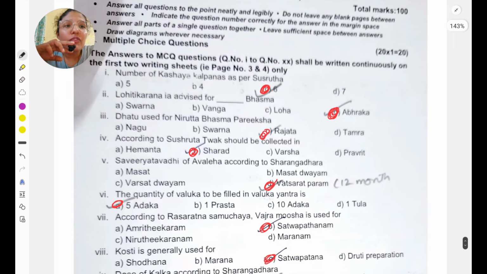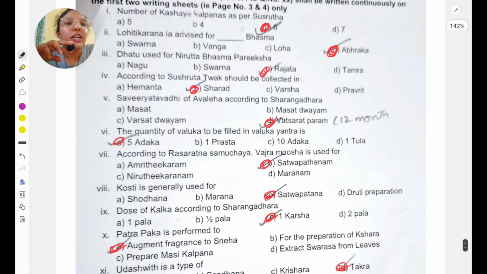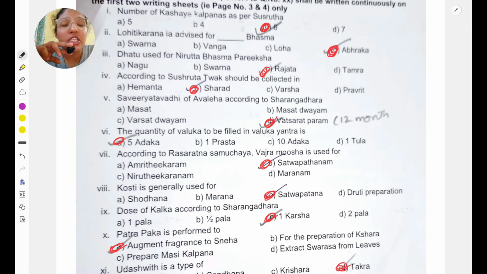Next question is the number of Kashaya Kalpana as per Sushruta. 6 Kashaya Kalpana, including Shira Kalpana and others. Lohita Varna is advised for Abhraka Bhasma. Tamra is also a fit but it is not given, so the right answer is Abhraka. Dhatu used for Nirutha Bhasma is again a repeated, important question, and Bhasma Pariksha is important: Rajata.